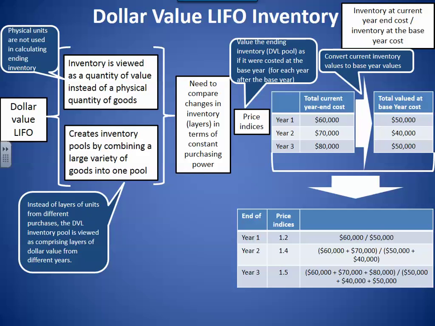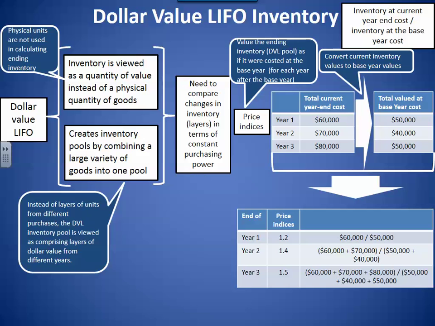Now, the indexes that are selected can come from several different sources. As an example, an entity may choose to use some form of published index, as long as that index is somewhat applicable to their inventory pools. Examples would be the Consumer Price Index or indexes published by trade associations. However, the vast majority of companies, when they compute dollar value LIFO, use internally generated indexes, and the most popular of these is called the double extension method of generating indexes.